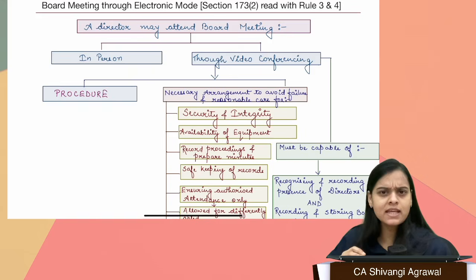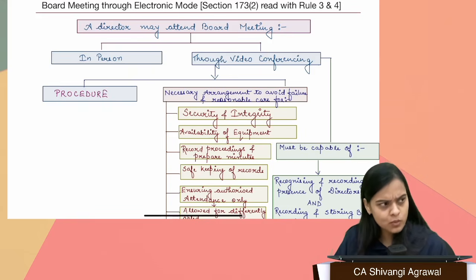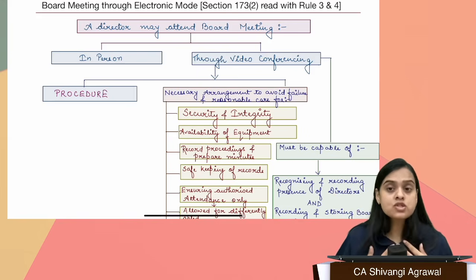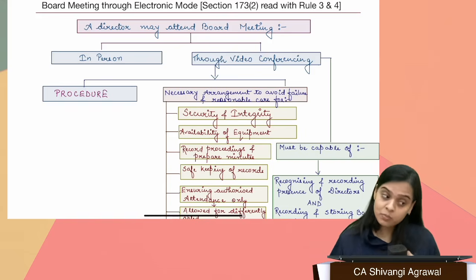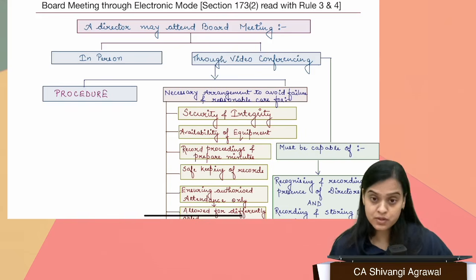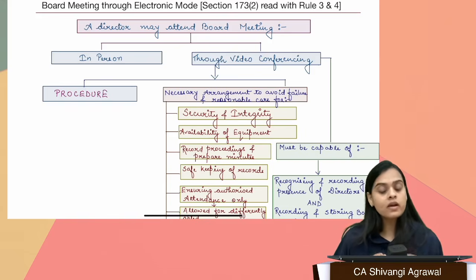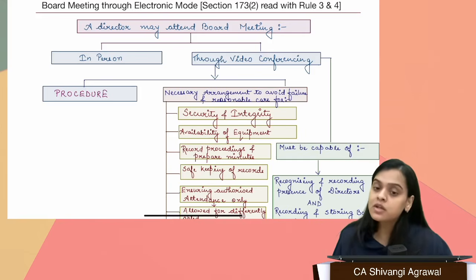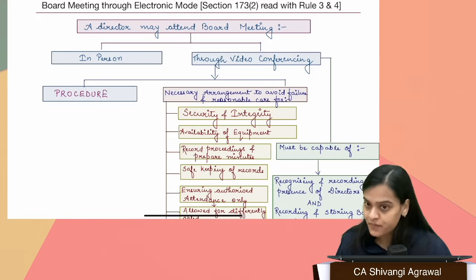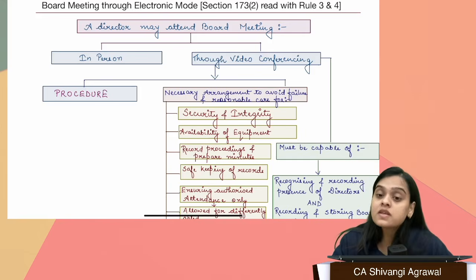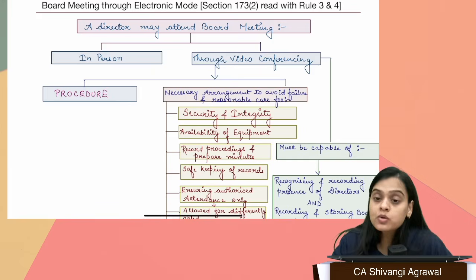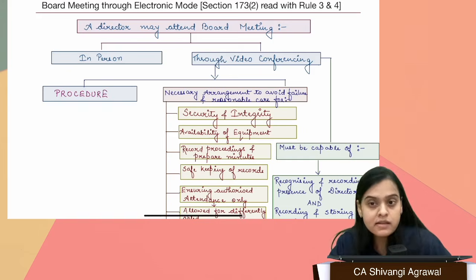It could be any AV means, right? Audio visual means, a video conferencing. So whenever a director wants to participate in a board meeting, he could participate in person by walking into that room physically, right? Or he may also be present in that meeting through video conferencing or AV means. Clear? Okay. Now, when I talk about this AV, there is a certain procedure which needs to be followed, and there are certain things which need to be taken care of.